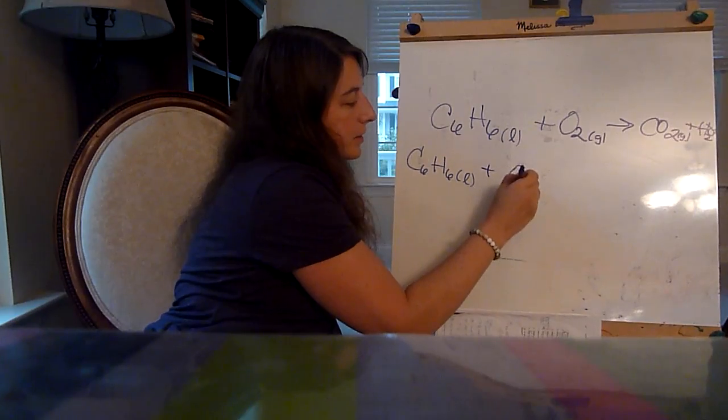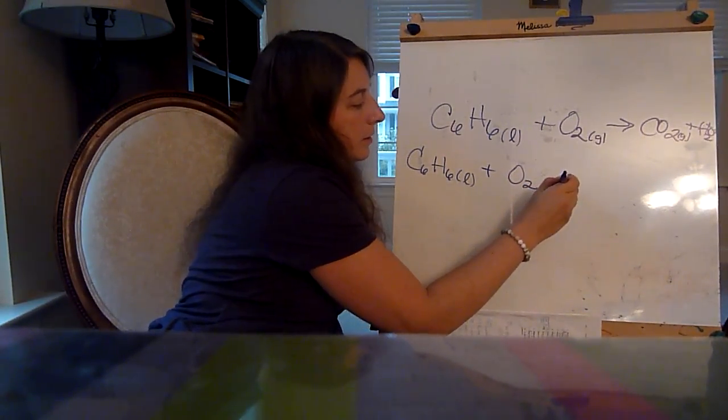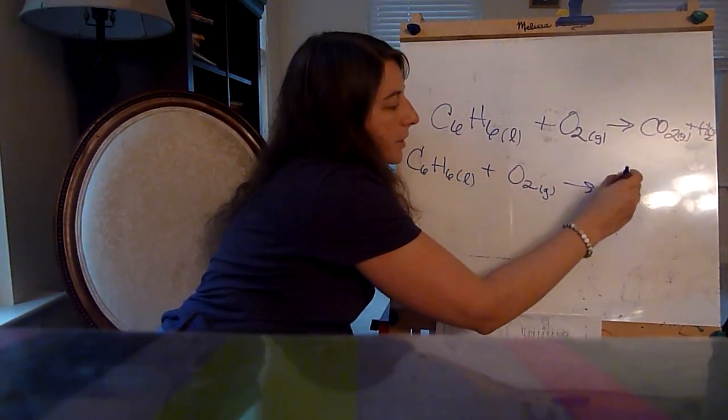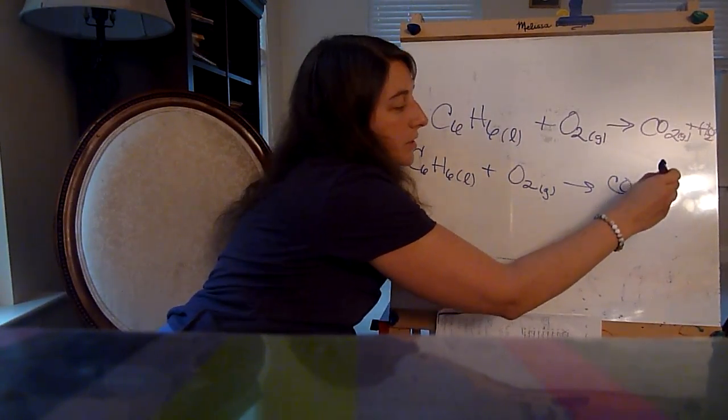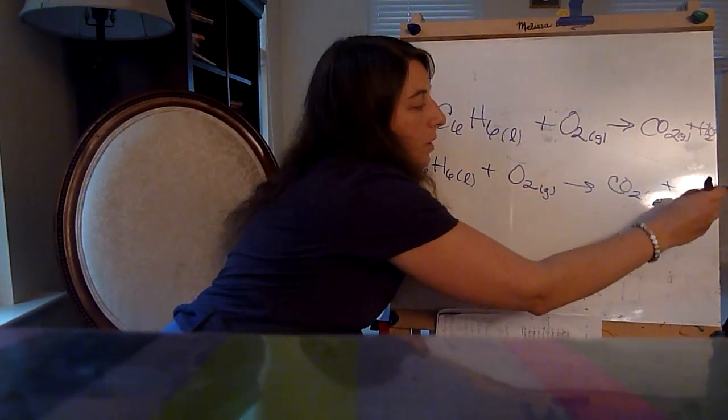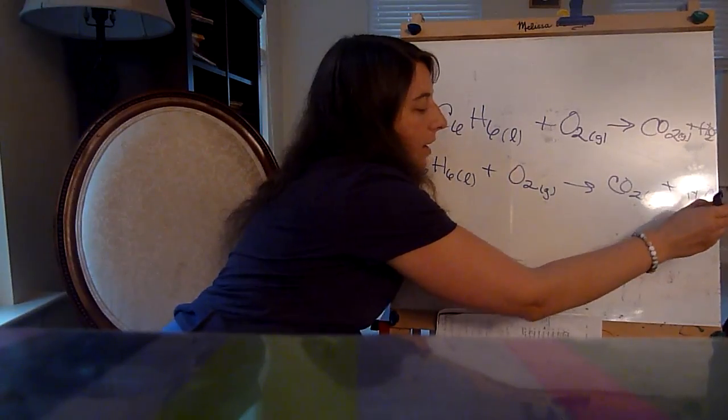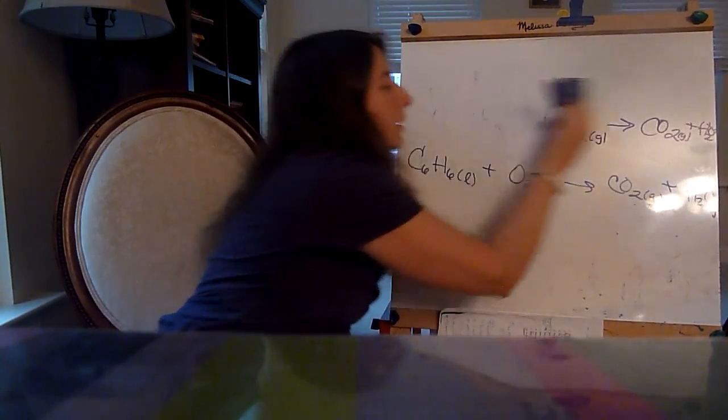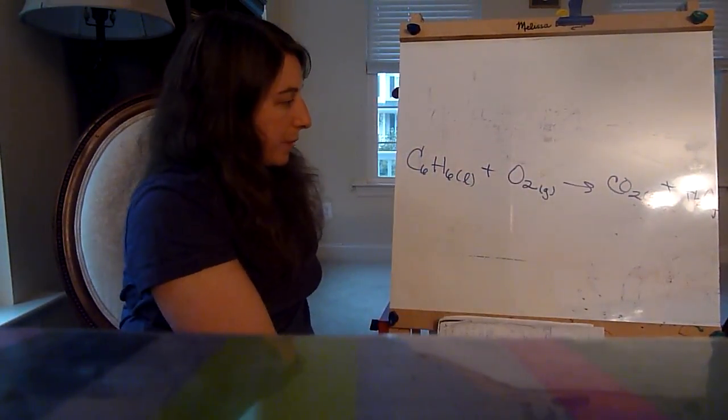Hexane plus oxygen in the air gives us carbon dioxide gas, because of course combustion is always hot, plus water, which is a gas. Hopefully you can read that. Then we balance our equation.